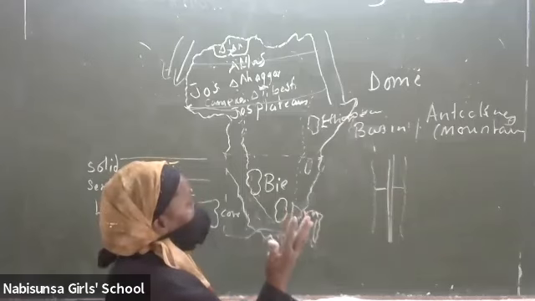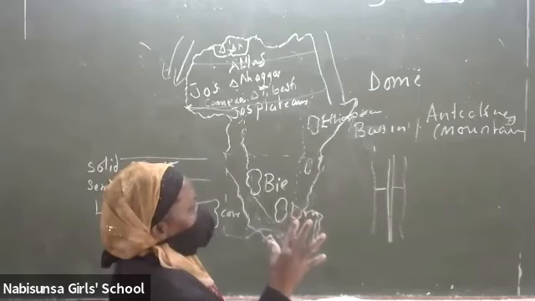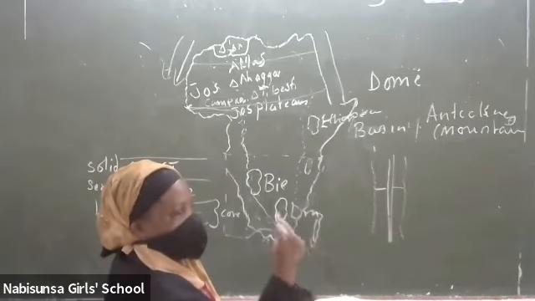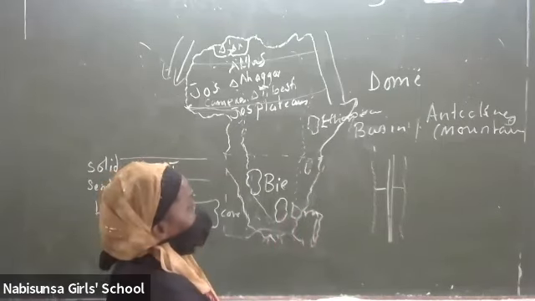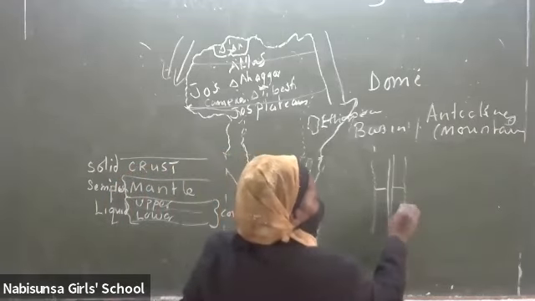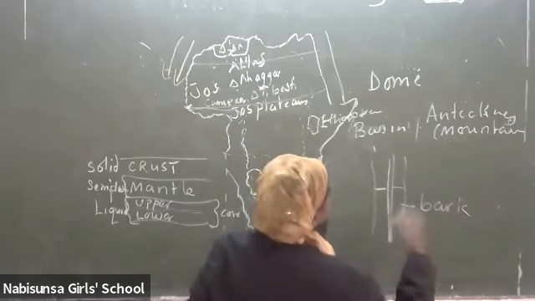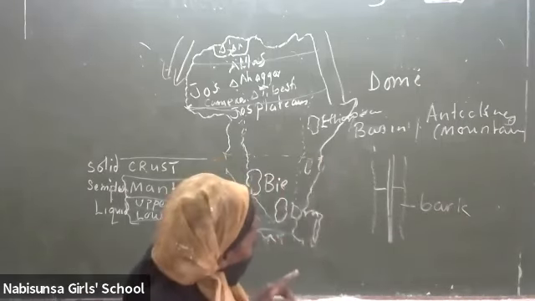this slippery, silver-like layer. I'm sure you do understand. When you come here, I will show you the sample. It has this bark, very thick bark. This one is called a bark.